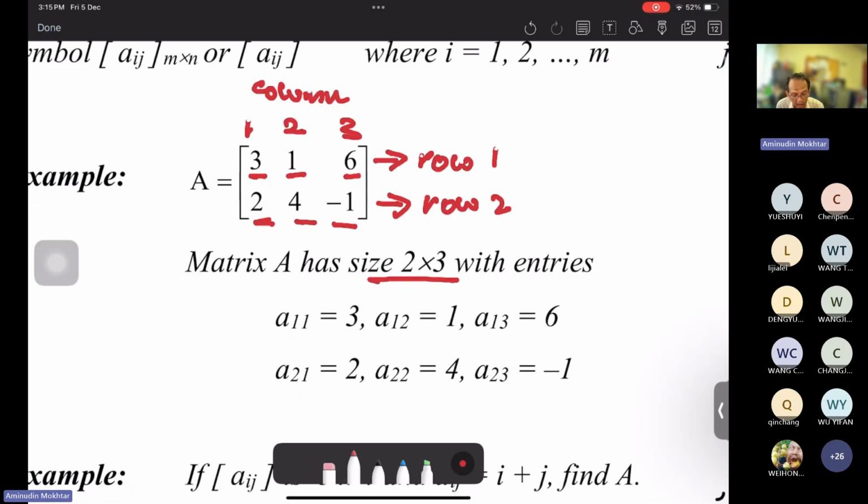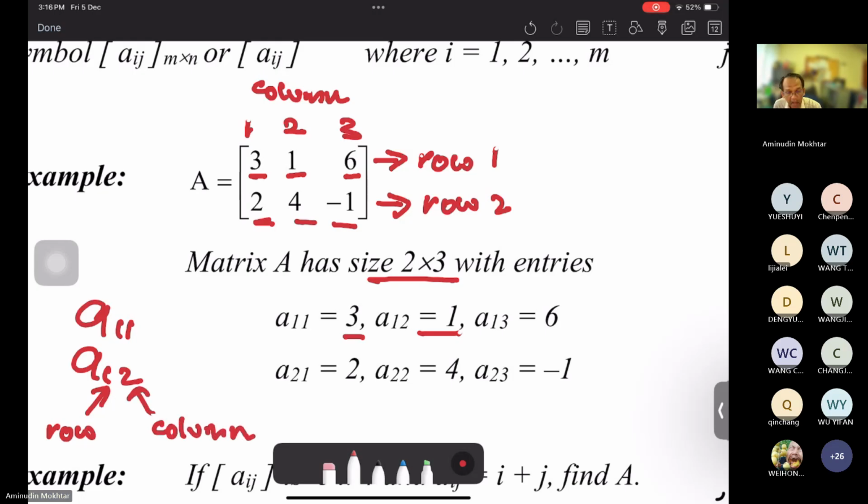So A11 is the first element of the first row, 3. The second element of the first row is 1, A12. If you write like this, Aij, let's see what is A11, and then we have A12. The first number refers to the row, the second number refers to the column. That's the element in the matrix.